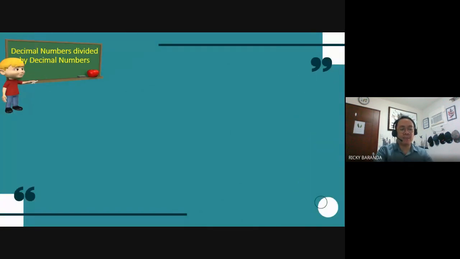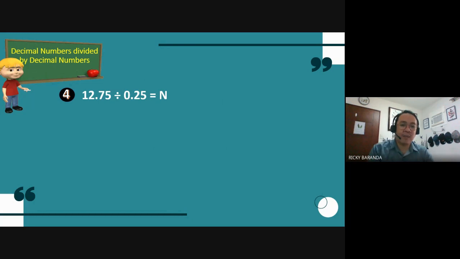This time naman, we'll be dividing decimal numbers divided by decimal numbers. So both decimal ang ating i-ooperate. Okay. So example, 12.75 divided by 0.25. Si 12.75 ilagay sa loob ng division home. Si 0.25 sa labas. Okay.